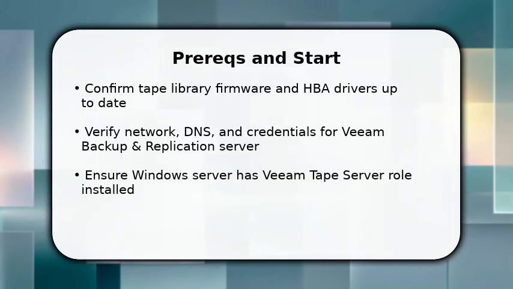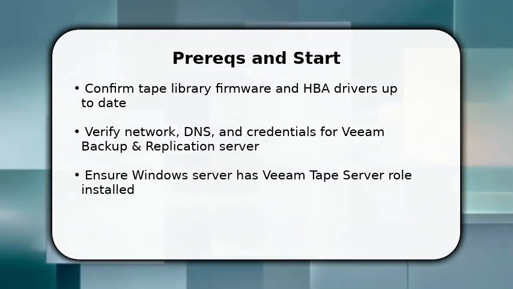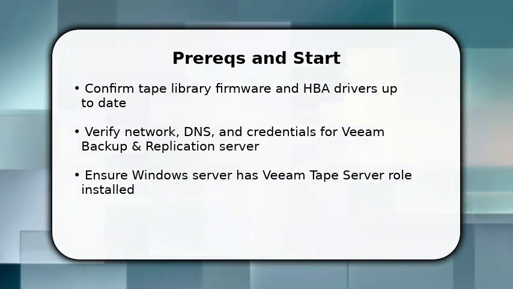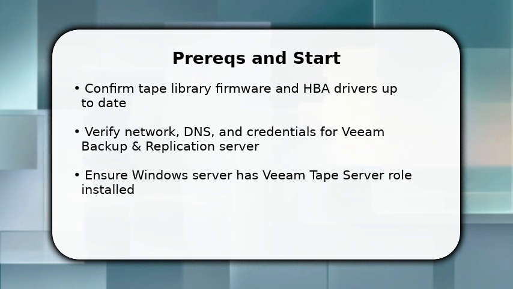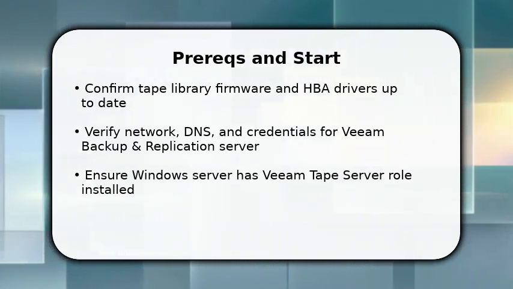You begin by validating prerequisites. Check firmware and HBA drivers, and make sure the Veeam Backup & Replication server has the tape server role installed. Once done, verify network connectivity and DNS resolution between servers and tape hardware, and gather admin credentials.